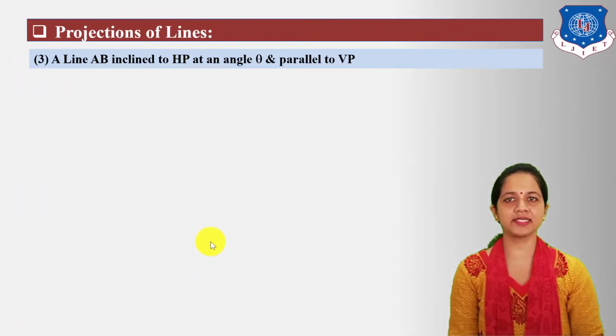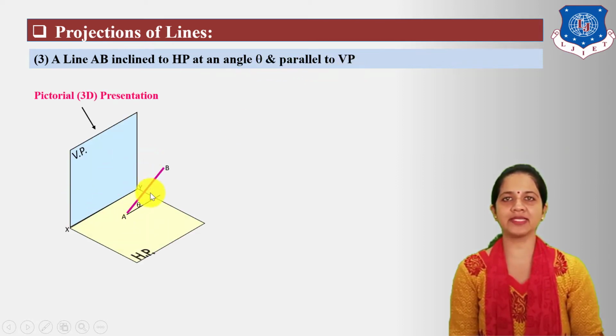Next, let us understand the third case of line. A line AB inclined to HP at an angle theta and parallel to VP. Here you can see the pictorial or 3D presentation of line AB in the first quadrant. Here line AB is inclined to HP at an angle theta and at this position parallel to VP.